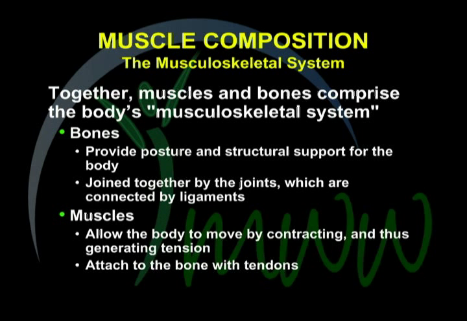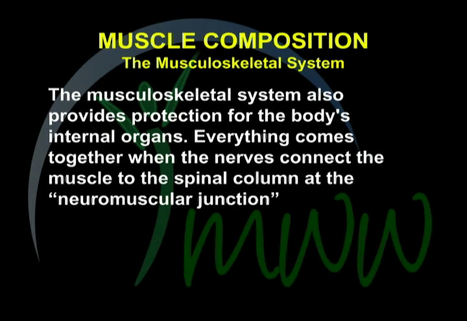Muscle composition. Muscles and bones comprise the body's musculoskeletal system. Bones provide posture and structural support for the body. They are connected by the joints, which are connected by ligaments. Muscles allow the body to move by contracting and thus generating tension. They are attached to the bones with tendons. The musculoskeletal system also provides protection for the body's internal organs.